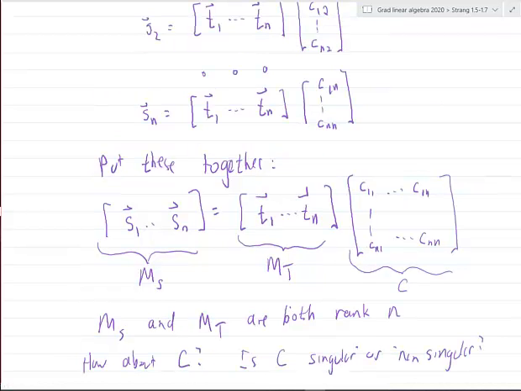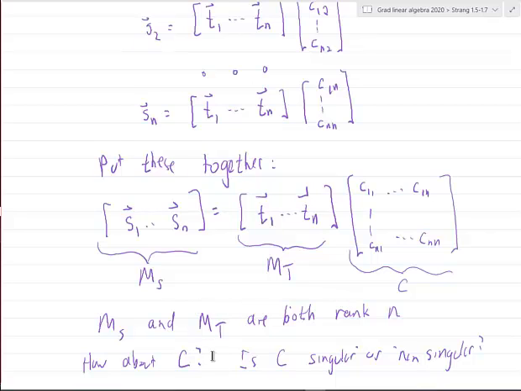Okay, so you may notice that there was just a glitch in the video because I realized that my argument was not correct. So let's recap here: we've got MS equals MT times C. The columns of MS are the basis vectors of S. The columns of MT are the basis vectors of T. And then we have this matrix C. Notice that C is a square matrix, n rows and n columns. So MS and MT are both of rank n.